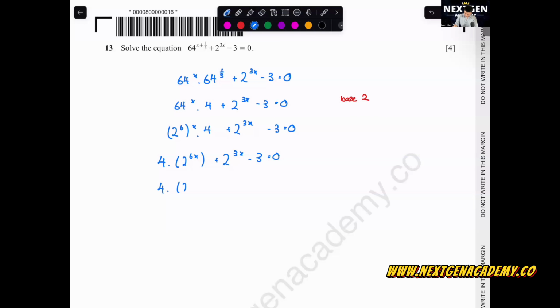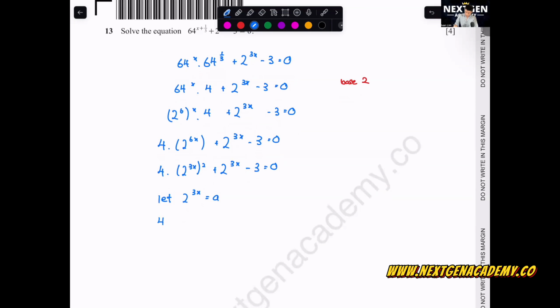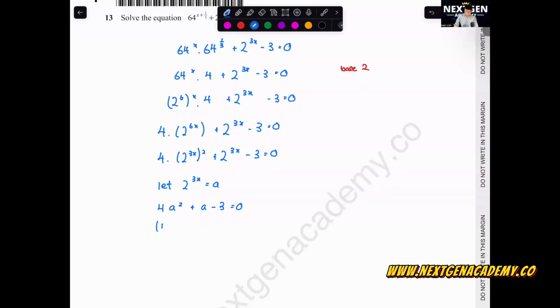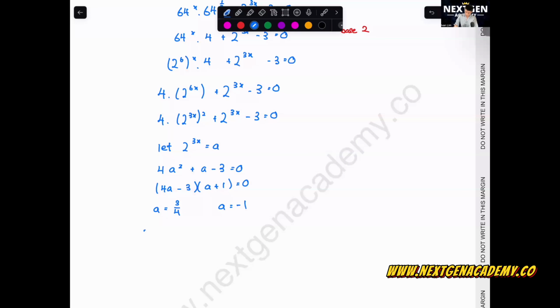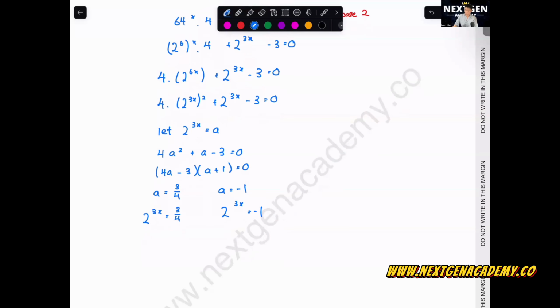Then you write into a quadratic equation like that. 4 times (2 to the power of 3x) squared plus 2 to the power of 3x minus 3 equals to 0. Okay, we're going to let 2 to the power of 3x equals to a. So it'll be 4a squared plus a minus 3 equals to 0. (4a minus 3)(a plus 1) equals to 0. A is 3/4. A is negative 1. Okay, then we solve for a, 2 to the power of 3x equals to 3/4. 2 to the power of 3x equals to negative 1.